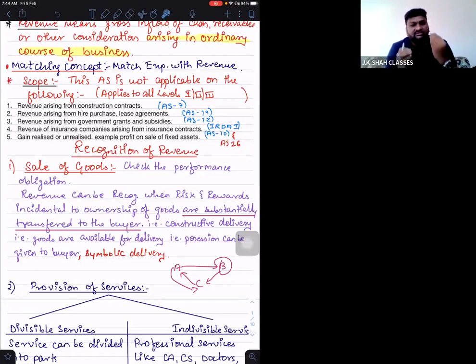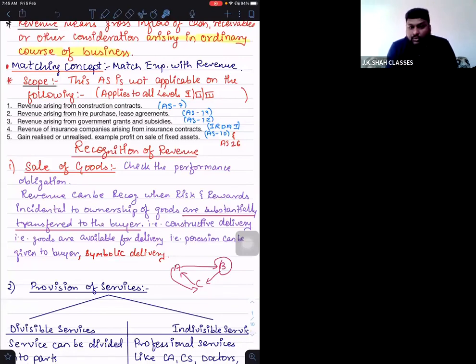But if they say, no sir, we will only sell it to you, then it is your lookout. You either install it from a third party, or if you want, we will install it for you, but you have to pay extra for the installation. So if that is the case, then their performance obligation is just delivering the lift to your premises. That's it. After that, it is your choice whether to get it installed from the company or from a third party. That is your choice.